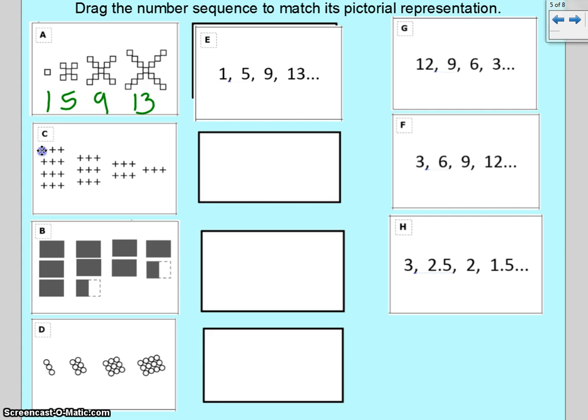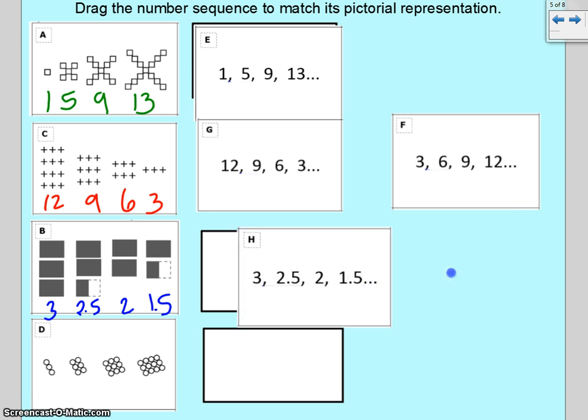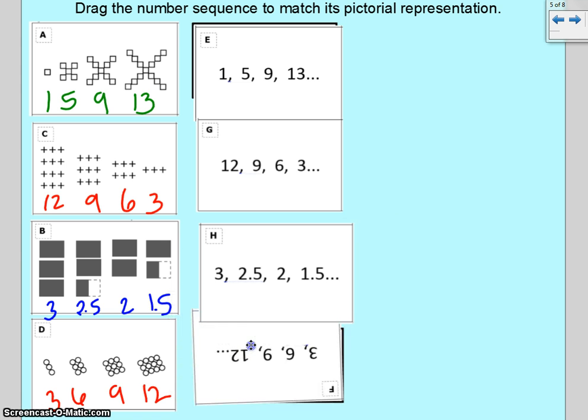Okay, on C, there's 3, 6, 9, 12 plus signs, 3, 6, 9 plus signs here, 3, 6 plus signs here, and 3 here. So in this particular pattern, we were going down. C matches it as 12, 9, 6, and 3. In B, we have 3 big squares. We have 2.5 squares, 2 squares, and 1.5 squares here. So our pattern is 3, 2.5, 2, and 1.5. And in the last one, we started with 3, went up to 6, went to 9, and then went to 12. So our pattern is 3, 6, 9, 12.